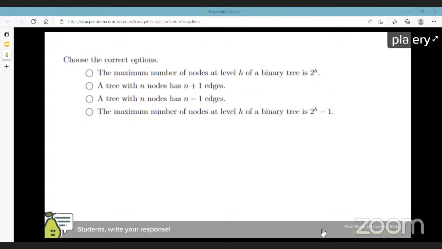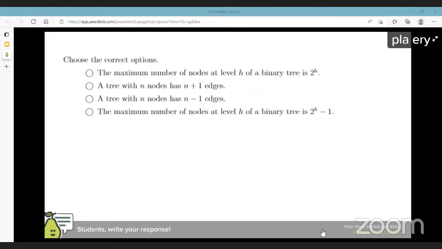Per node can have maximum 2 children, so that's why. And after that, at the third level we have 2 to the power 3 nodes, that means 8 nodes. So this is the first, and the second is wrong, because if we have n nodes then edges will be n minus 1.